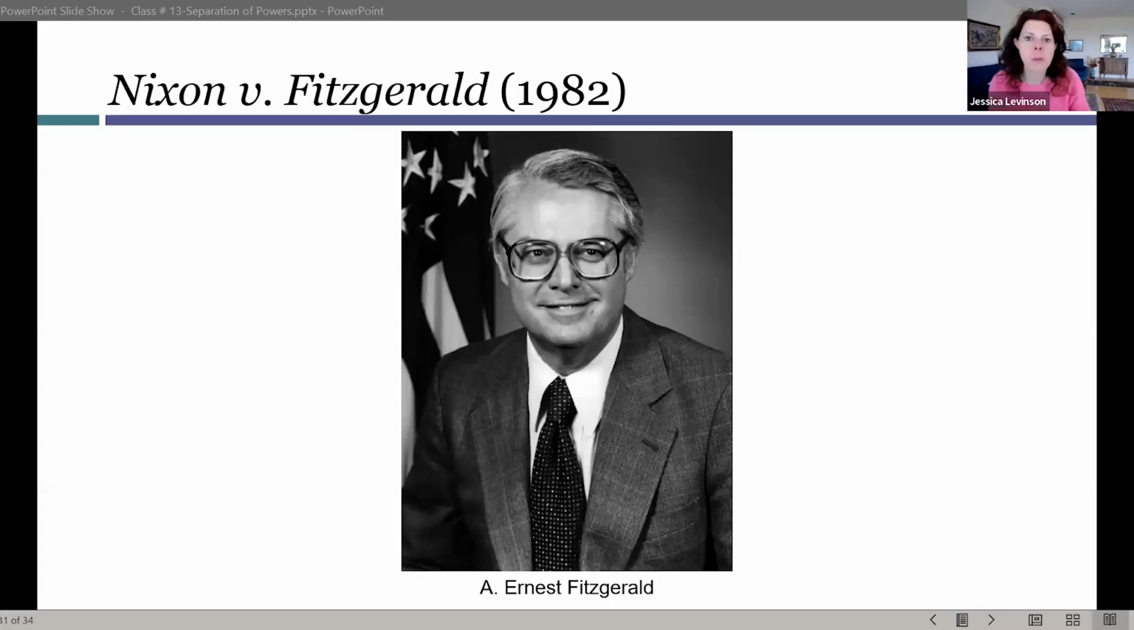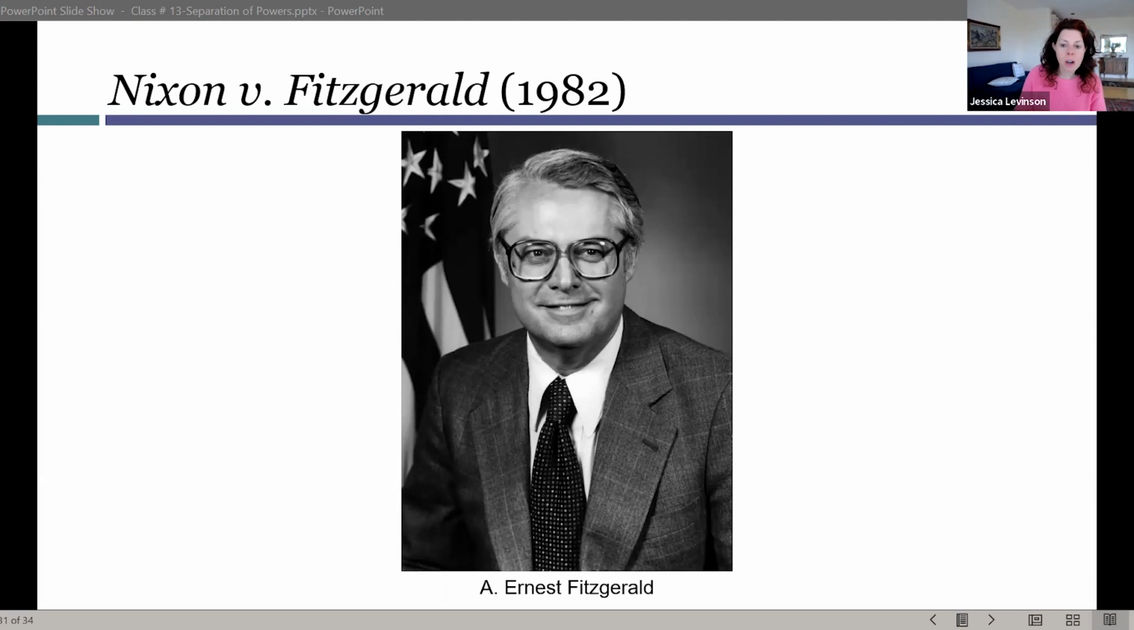Okay, let's finish up talking about suits against the president. We're moving on now from executive privilege, and we're talking about immunity from damages in civil suits. Again, we're talking about the president being sued. The president is a defendant, and the president is either immune or not immune, or immune part of the time, or it depends on the facts.